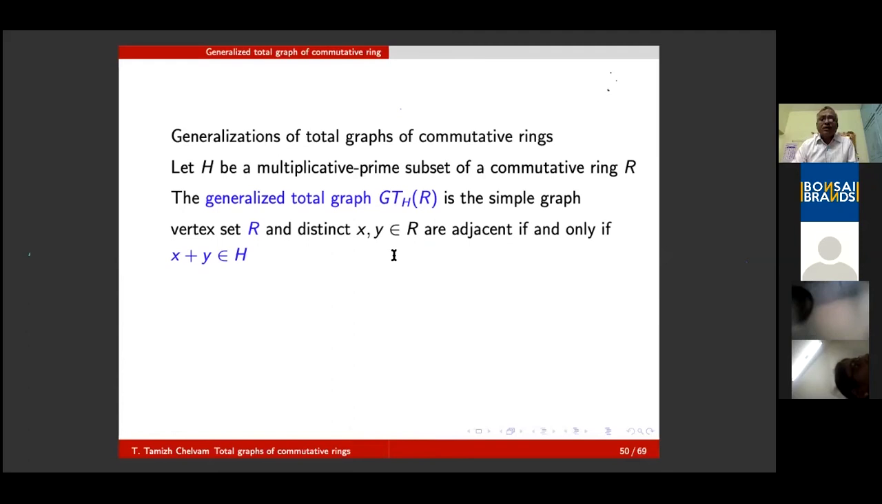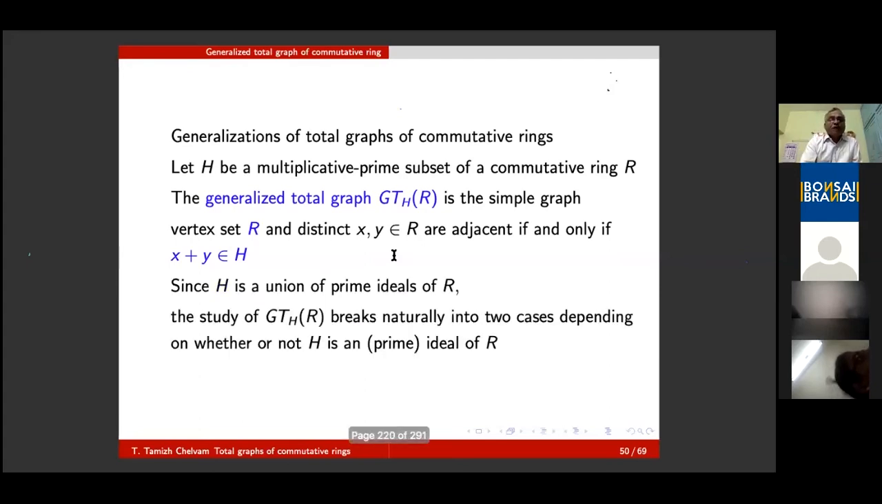In the case of total, you take Z(R). In the case of generalized total, we take a multiplicative prime subset. Since the set of zero divisors is a multiplicative prime subset, total graphs are elements of this class of generalized total graphs. Of course, as in the case of total graphs, the study of the generalized total graph is again divided into two cases: where H is a prime ideal and where H is not an ideal.